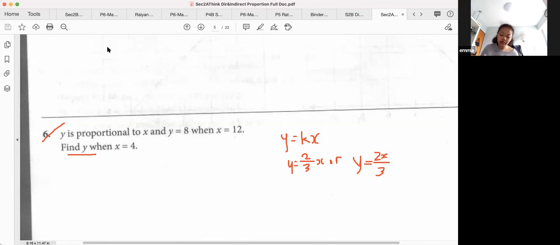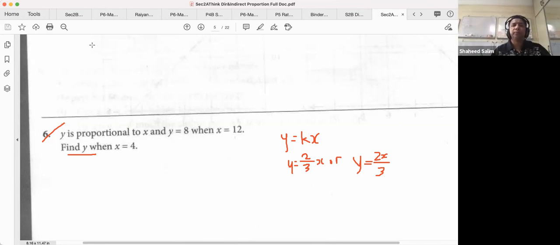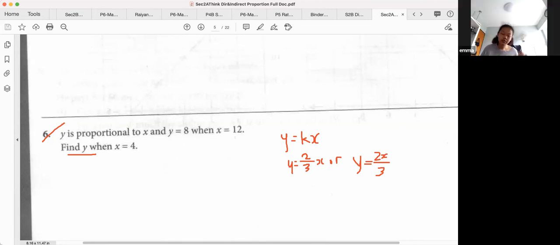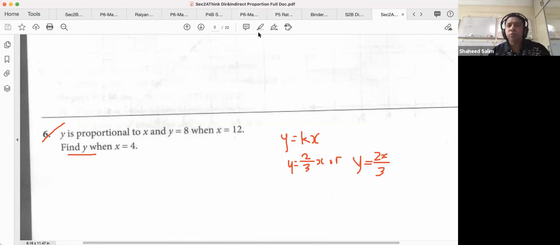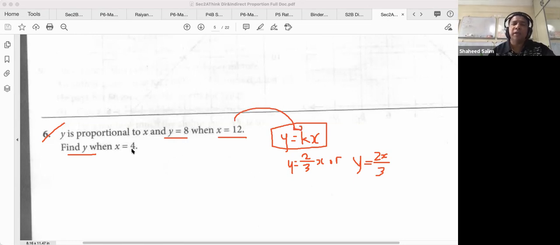Over 3. Well done. 2, 2, 3. So I want you to review the steps. In order to do this, you must always remember direct proportion has a generic formula. And when they give you one value of y and x, normally it is to find k. Once you find k, you find the equation. Once you find the equation, given any value of x, you can find y. Given any value of y, you can find x. Is it okay? Clear now?